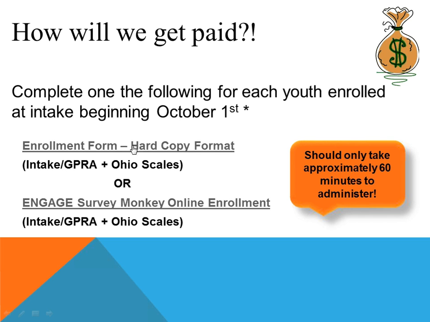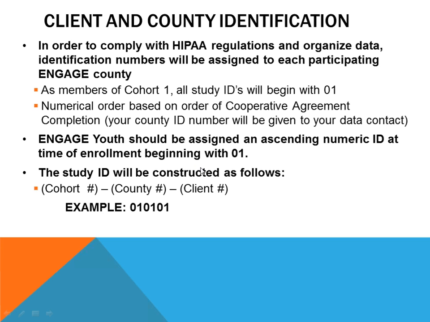So first you have the option of a hard copy format or the SurveyMonkey online enrollment. For the hard copy format, you would print off a PDF version of the form, sit down with a child, fill in bubbles, then scan that document and send it back to us so that we can submit it to SAMHSA and put it in our database, where we're going to look at all the different variables and different demographic information and all that kind of stuff.